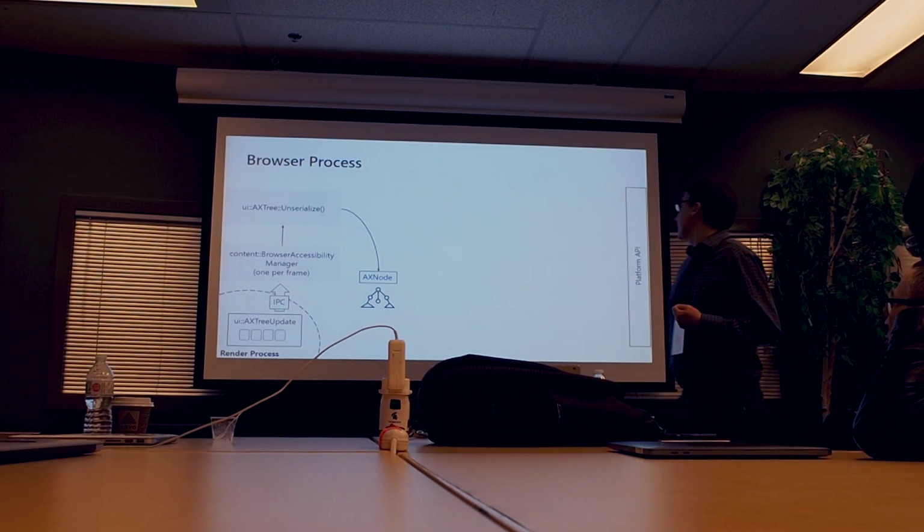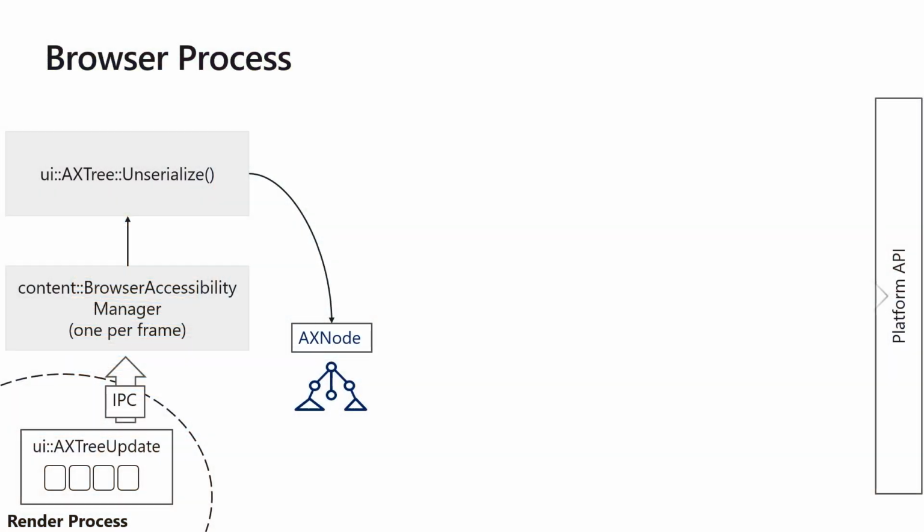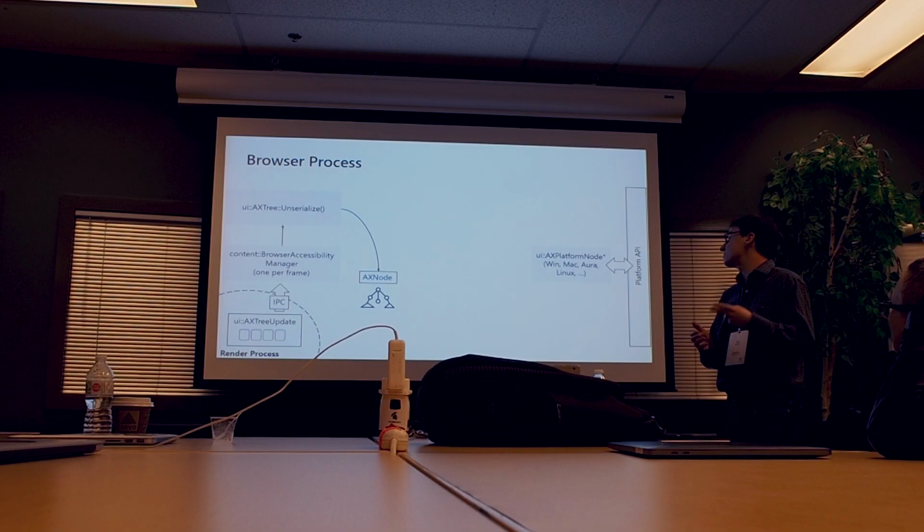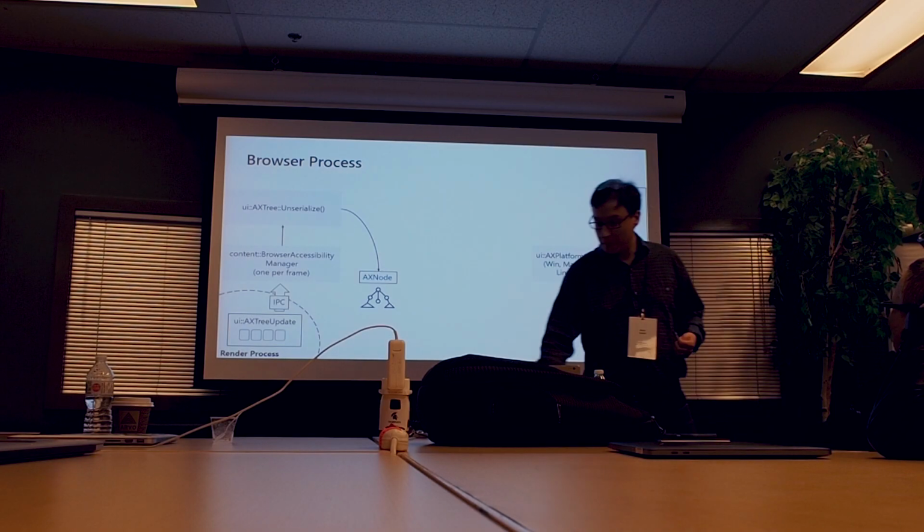So now we still need to get that out to the platform APIs so that assistive technologies have this information. The objects implementing the platform APIs are just called AX platform node, and there's a subclass for each supported platform on Chromium, so Mac, Windows, Linux, etc.